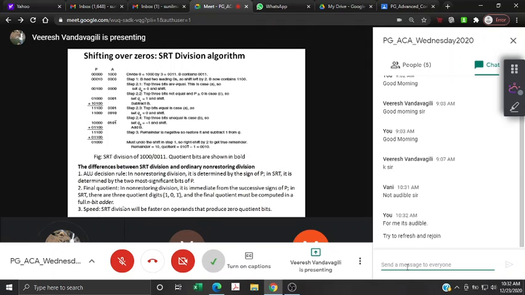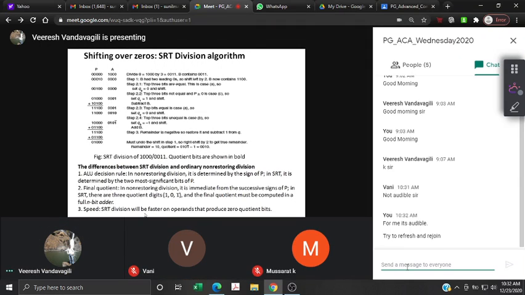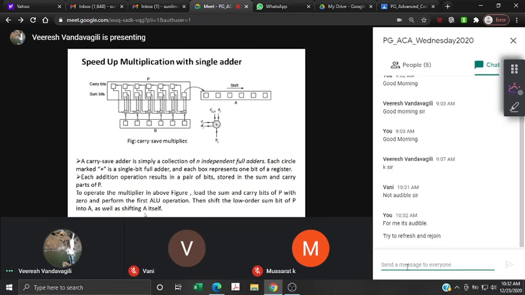Then speed. SRT division will be faster, as there are no operands that produce zero quotient bits here, due to which the speed of SRT will be more. Then here we discuss shifting over zeros. Although the technique of shifting over zeros is not currently used much, it is instructive to consider, and it is distinguished by the fact that the operation time is operand dependent.